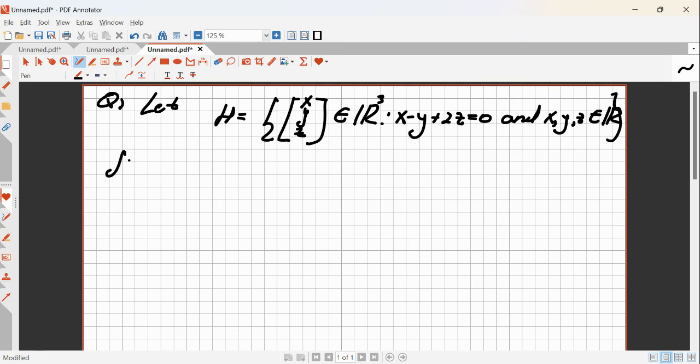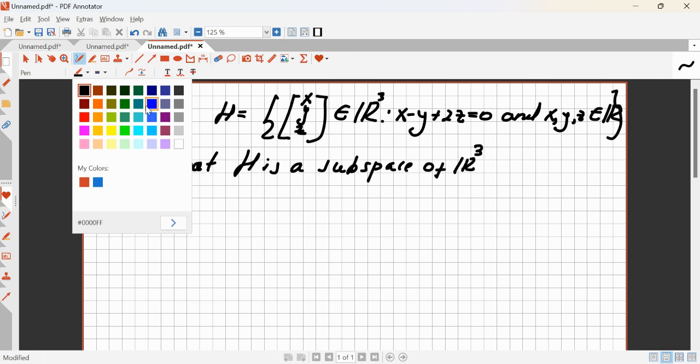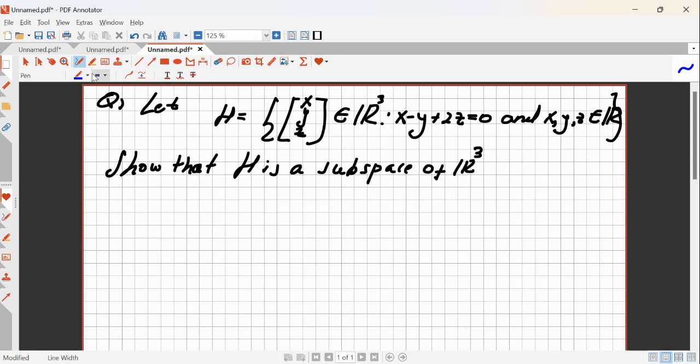The question is, show that H is a subspace of R cube. What should we do? We have to remember three steps for that. Let's indicate them. There are three steps, as I said.